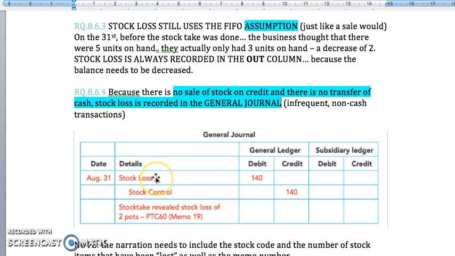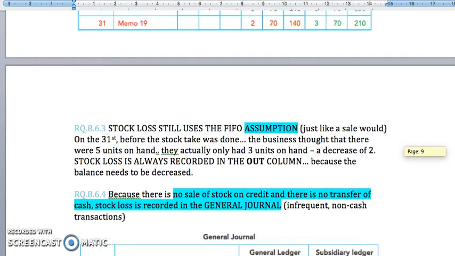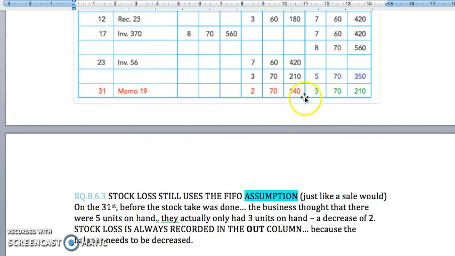Our stock loss expense is going up. To increase an expense, we need to debit the amount. Our stock control is going down, therefore we need to credit it, decreasing an asset. We know that it's 140 because we've worked it out in the stock card. So we had 2 at $70, which is $140. That's the amount we then transfer to the general journal.